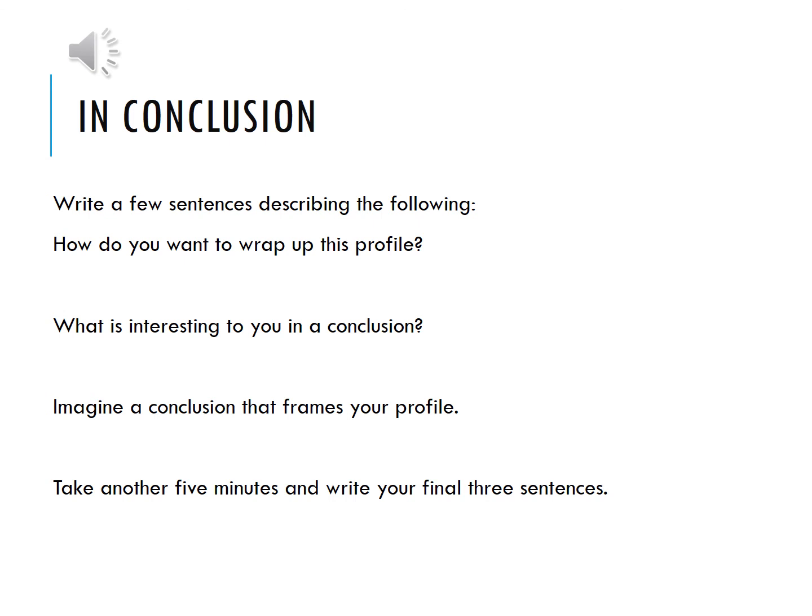Meaning that when you get to the conclusion, the reader has lots more information than they did in the introduction. So you don't need to repeat, but you need to crystallize the things that you have already introduced. And so what it encourages you to do for this last exercise is to write a few sentences talking about these things. How do you want to wrap up the profile? What's interesting to you as a reader, as an audience, when you read a conclusion? What grabs you?